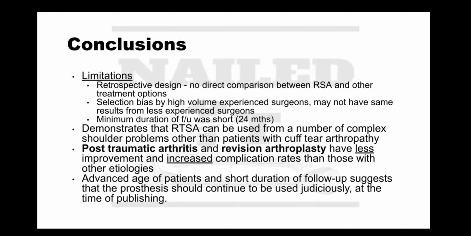But overall, this was the largest reported series of patients managed with reverse total shoulder to date. The authors demonstrated that reverse total shoulder can be used for a number of complex shoulder problems other than rotator cuff arthropathy, including those with deficiencies in soft tissues or glenoid bone stock.